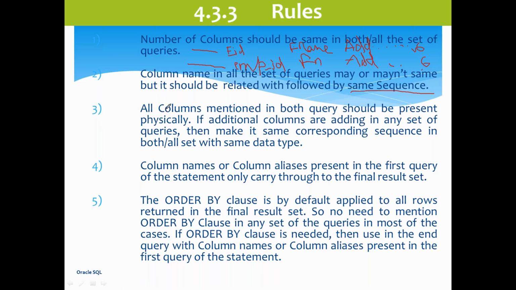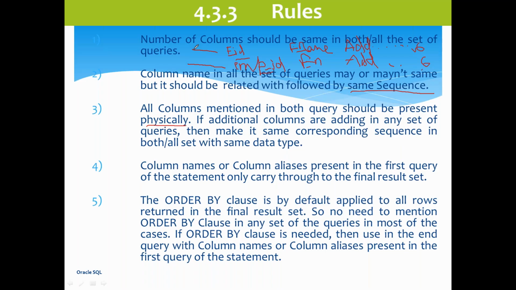Okay, now the next is the third point. All columns mentioned in both the queries should be present physically. So whatever column names you mention in the query, employee ID, EMP, FNAME and FN, address, city, mobile number, whatever you mention in those queries, those columns should be present physically in the table. You cannot take, for example, salary as one column, salary multiplied with 100. That is not a physical column.